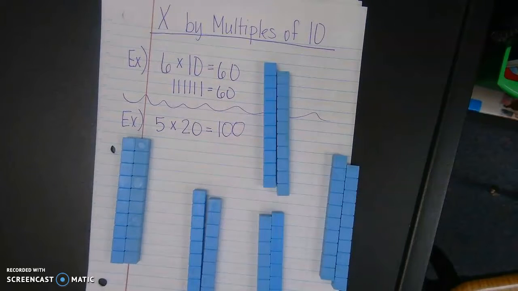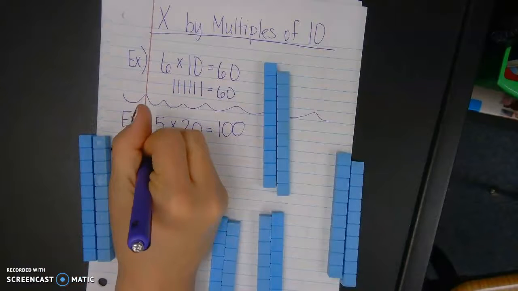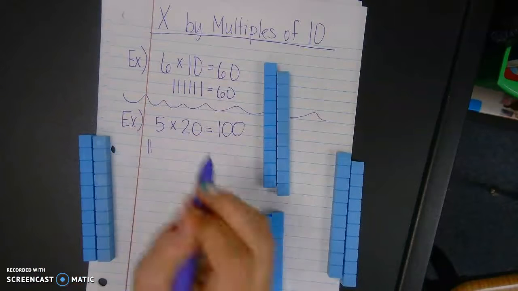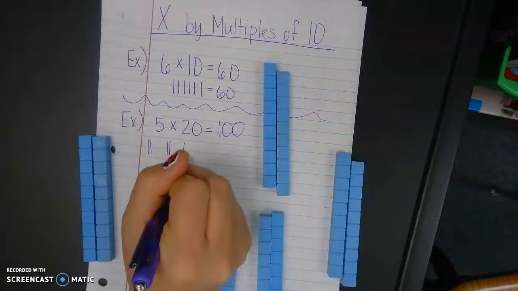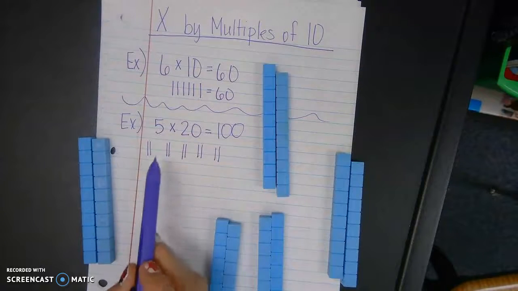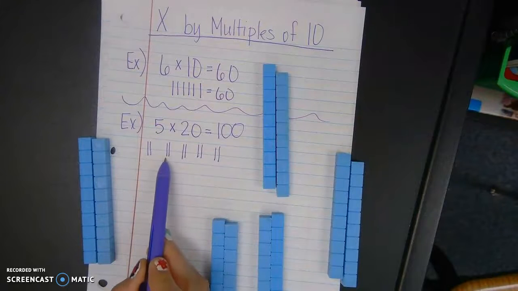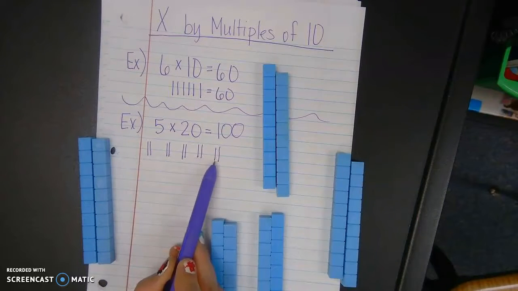That equals 100. So if you were going to draw that, I would want to see your 5 groups. So 10 and 20, then leave a little space. 10 and 20, 10 and 20, 10, 20, 10, 20. Then you can go back and count. 10, 20, 30, 40, 50, 60, 70, 80, 90, 100.